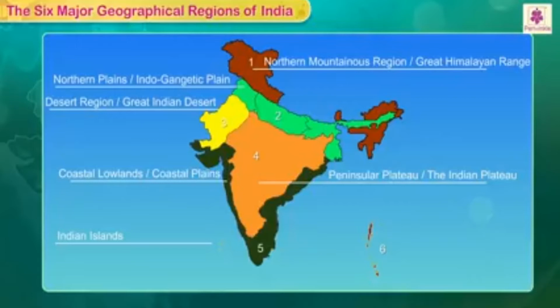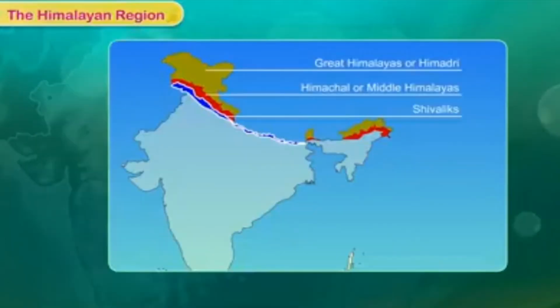So the Himalayas are the highest mountain range of the region. It forms an arc towards the south of the Karakoram as they stretch from Jammu and Kashmir in the west to the Arunachal Pradesh in the east. Here you can observe in this picture the Himalayas stretch from Jammu and Kashmir in the west to the Arunachal Pradesh in the east.